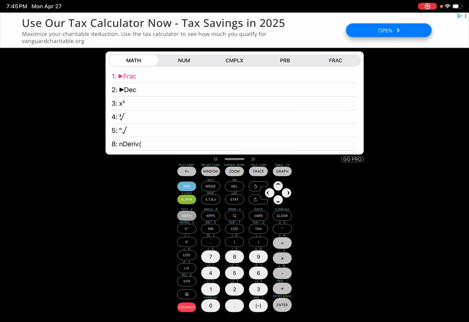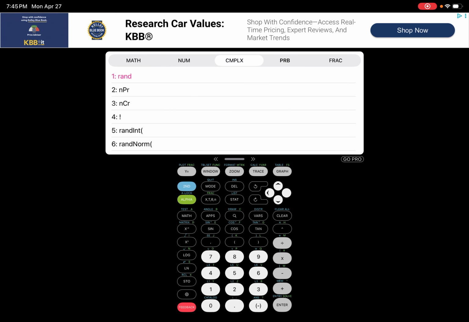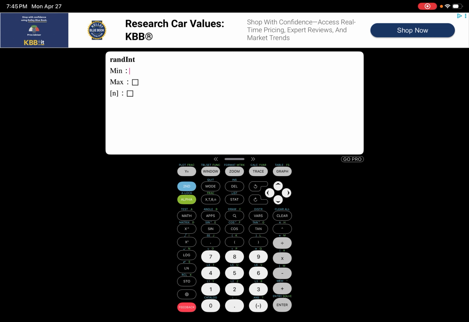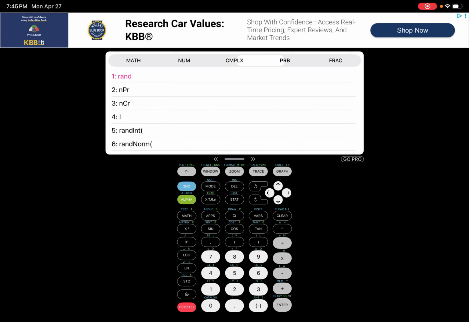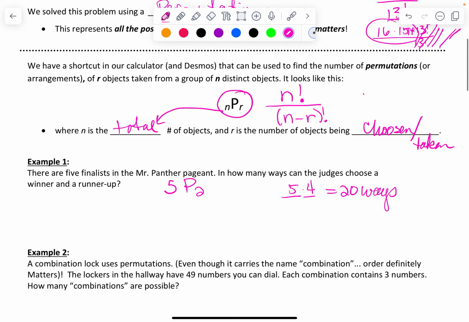So we have to hit math and go over to probability. Okay, now it's just being rotten. Okay, 5. Clear. Not at my best tonight. We're going to choose number 2. So now we can put 5 in there, and we can go on the other side and choose 2. When I put that in, it does 20. Okay? So you can do it either way, by hand or by the formula.